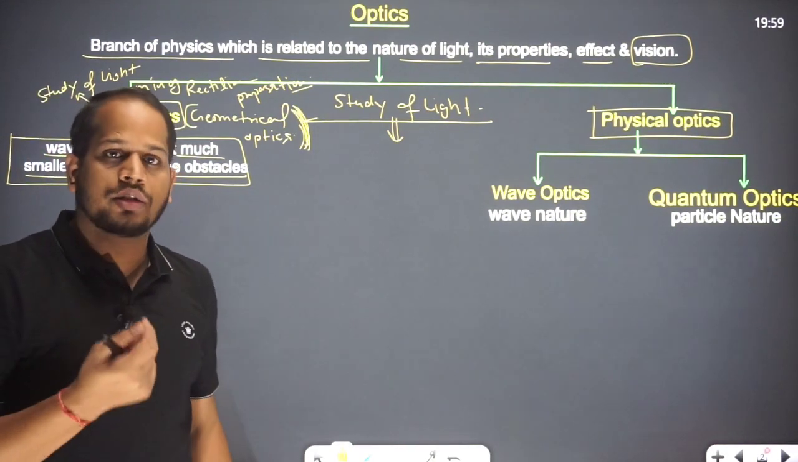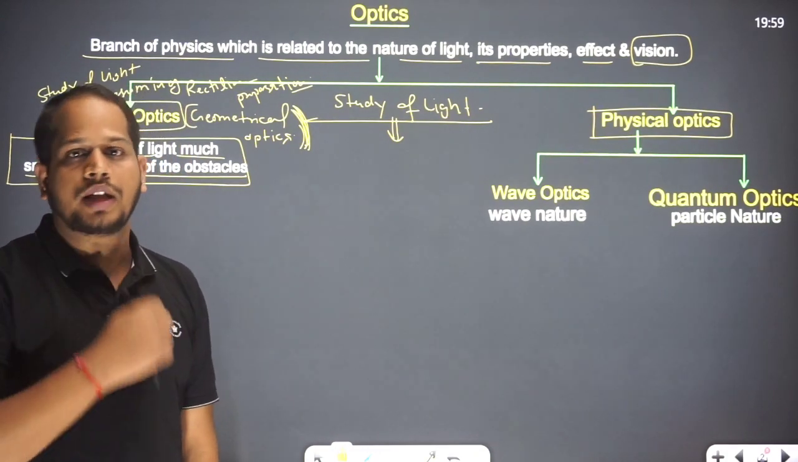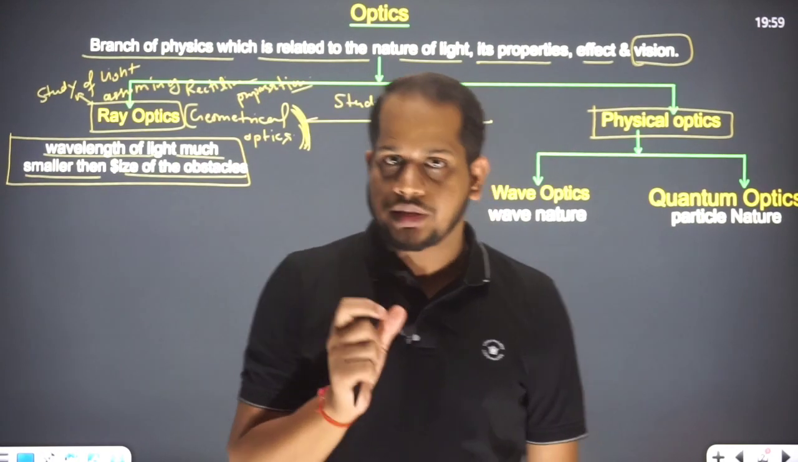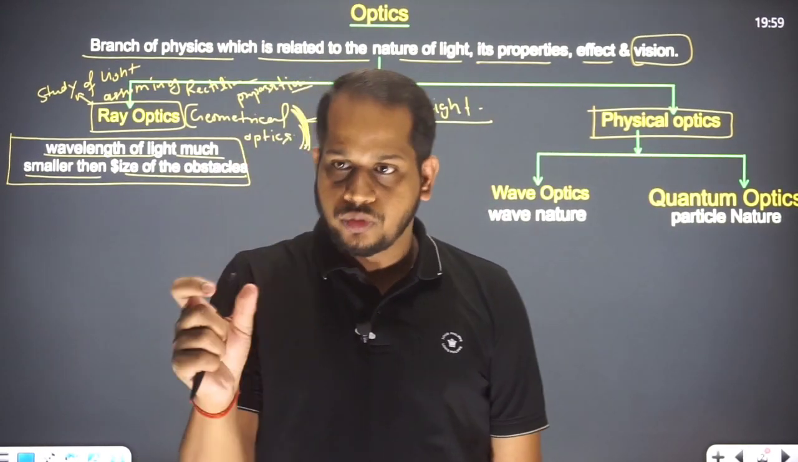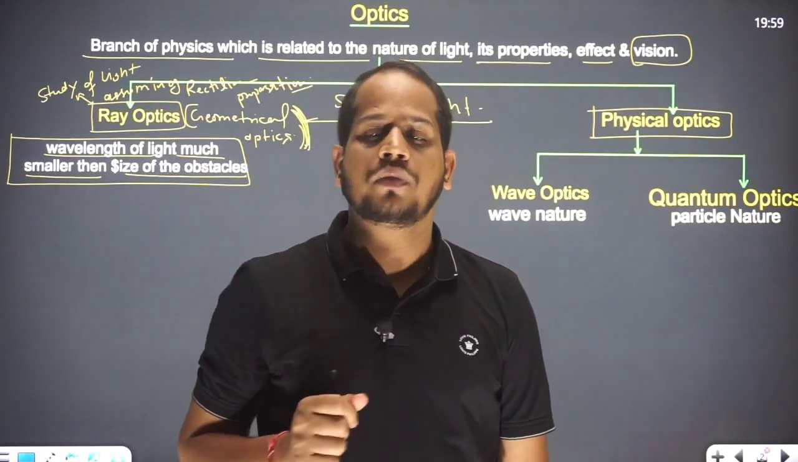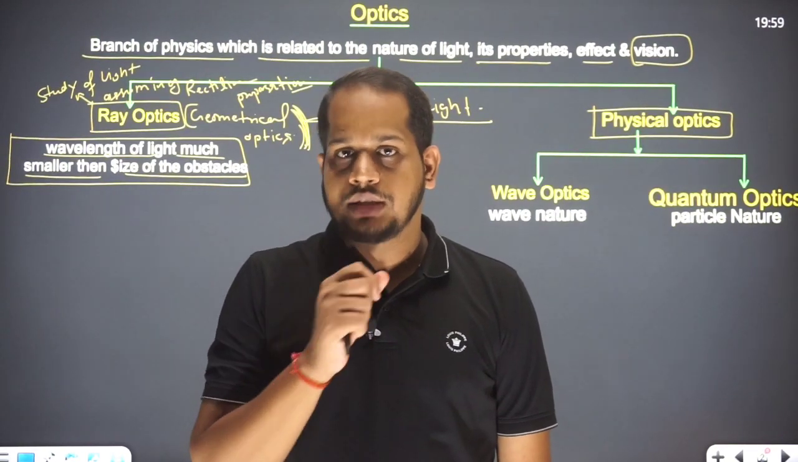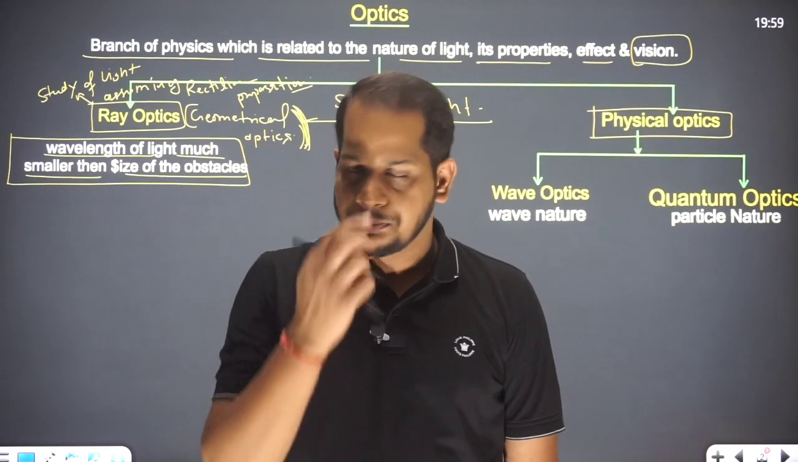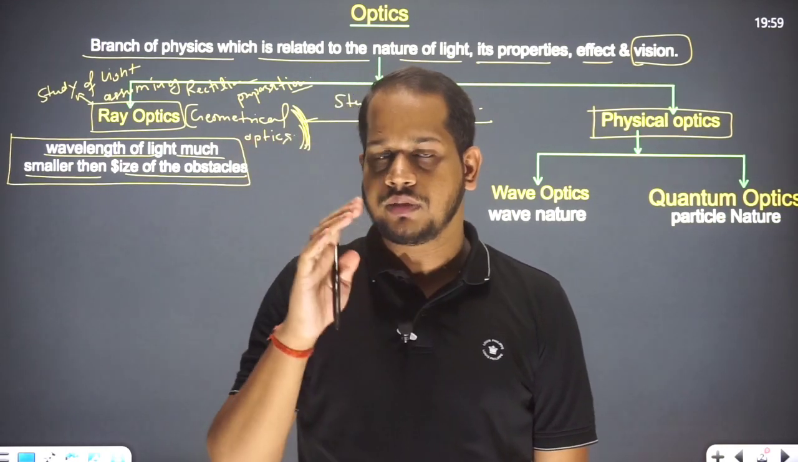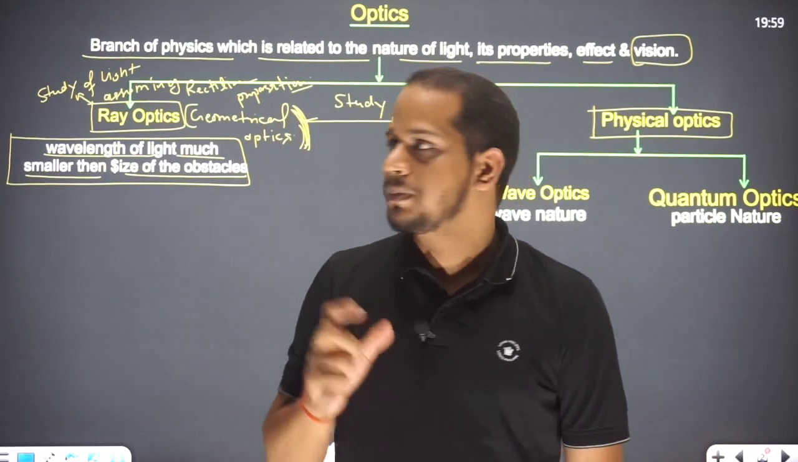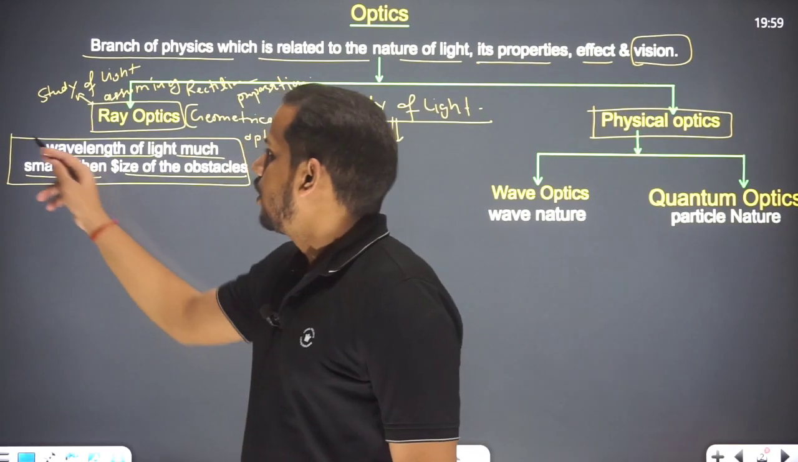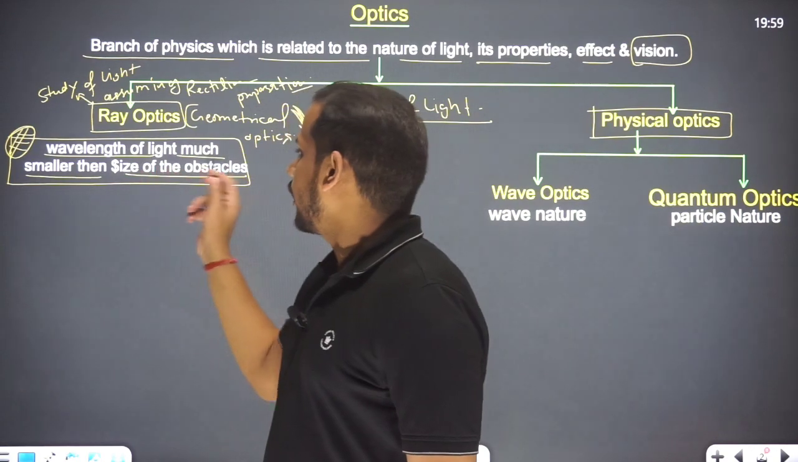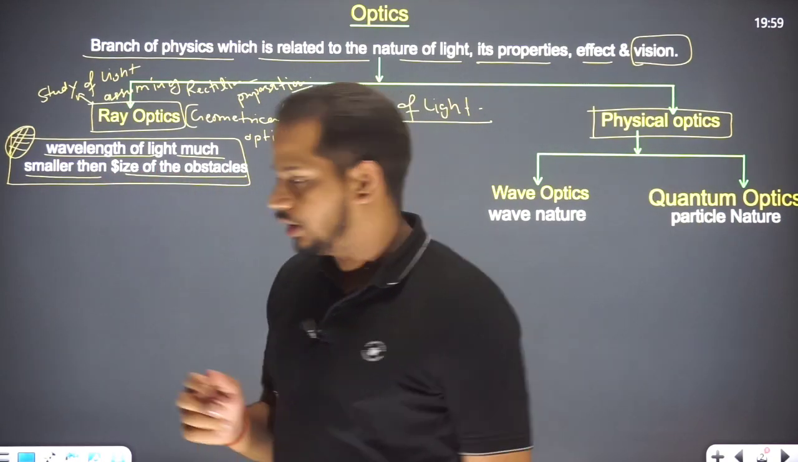There is also one term called b squared by l lambda. b is the size of the obstacle, l is the separation between the source and the observer, and lambda is the wavelength of the light. The condition is that b squared by l lambda should be greater than 1, right? We don't have to go there, we will discuss that in wave optics. But right now what we have to remember is that in ray optics or geometrical optics, the wavelength of light is much smaller than the size of the obstacle.